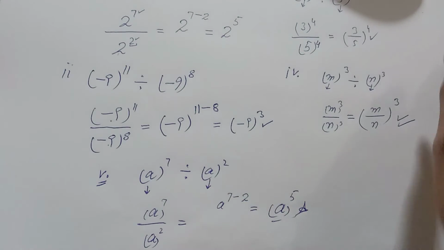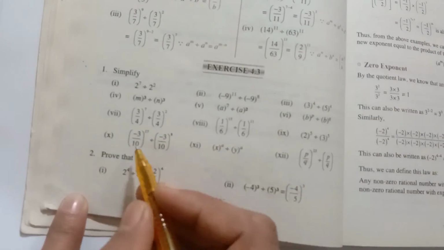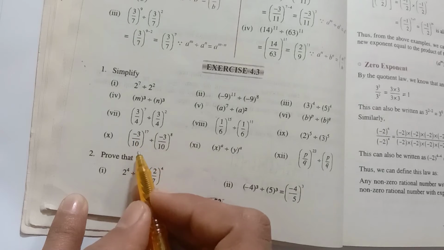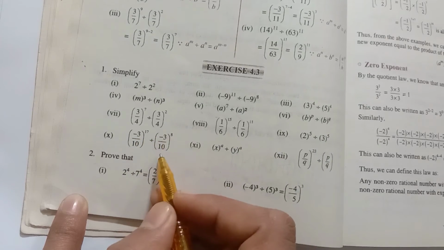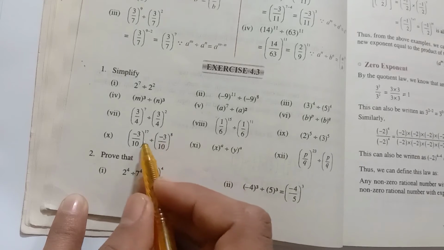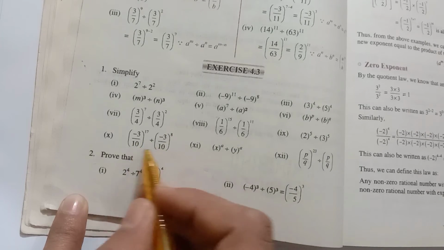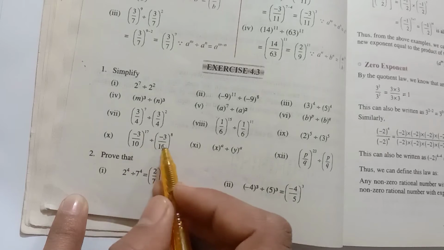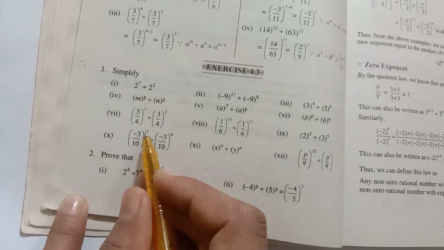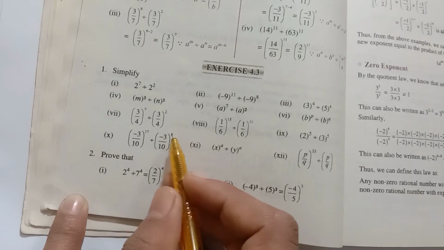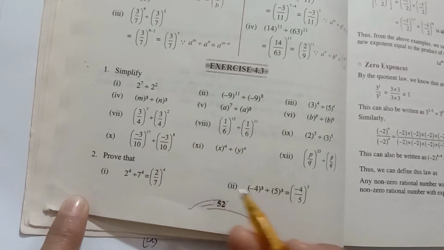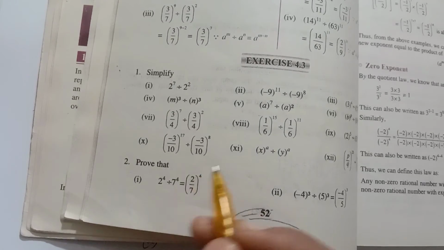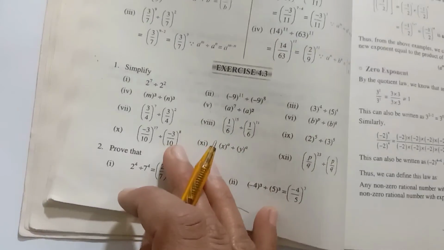Now again I want to discuss more about this chapter, and here is question number 10: minus 3 over 10 whole power 17 divided by minus 3 over 10 whole power 8. In both the values the bases are the same, but the exponents are different. So subtract 8 from 17, and this is the final answer. In this way you have to find the answer of this question.